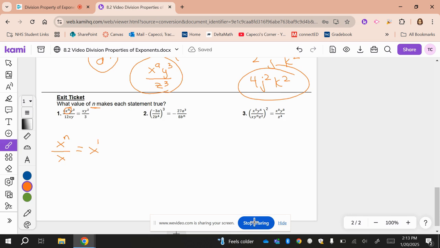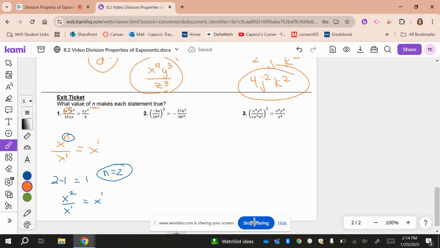So in order to make this true, remember, this is a 1. So what will make that number true? Well, I have to subtract. 2 minus 1 gives me 1. So x to the second over x to the first would give me x to the first. So that value for n is equal to 2.